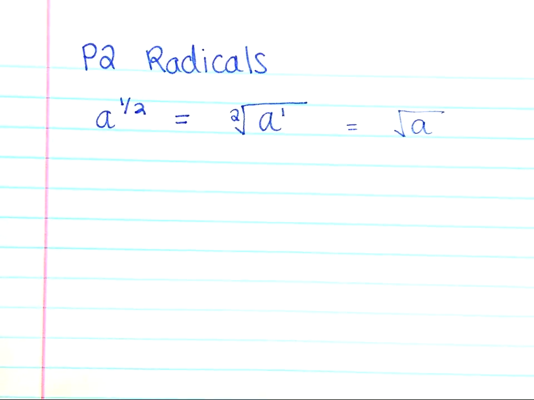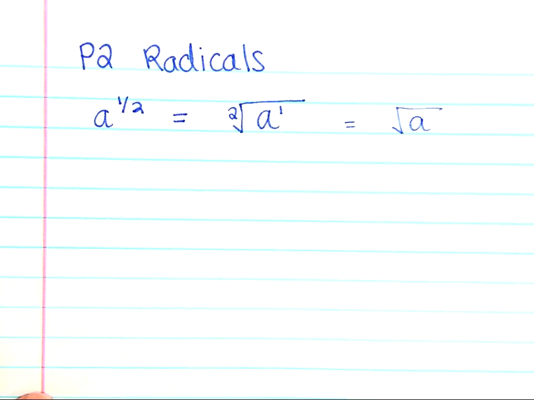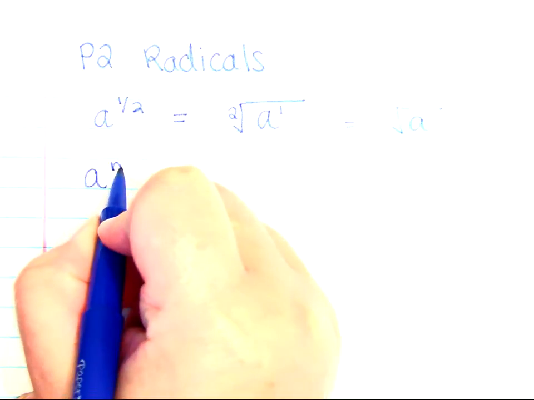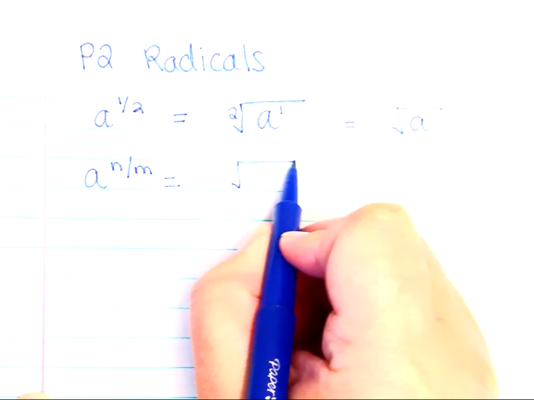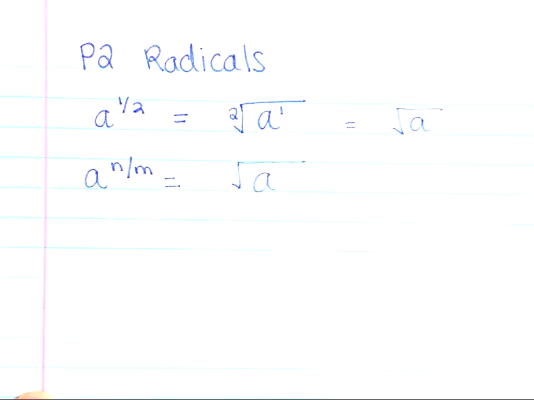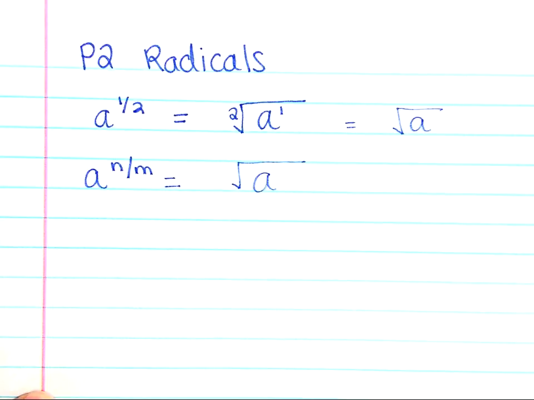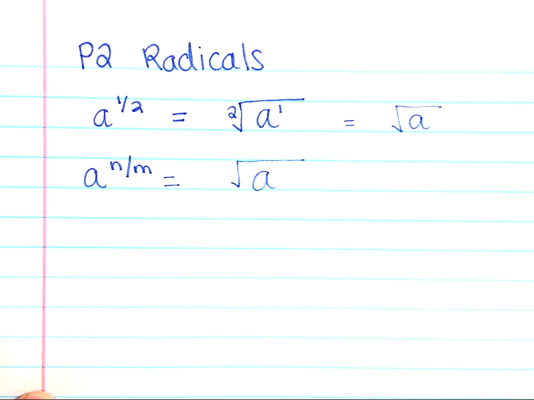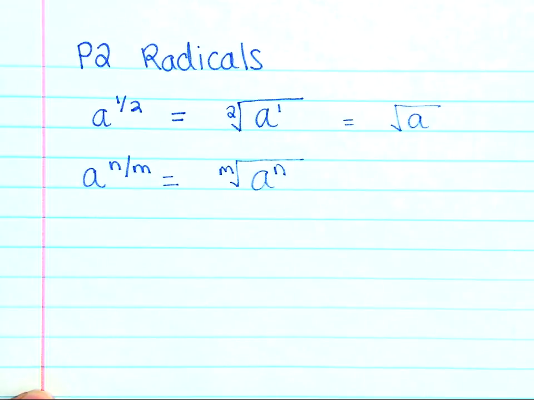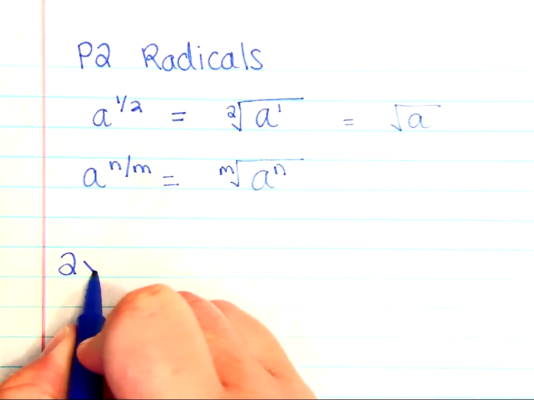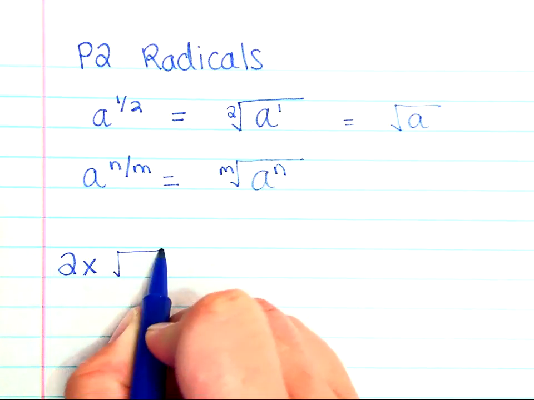Okay. Now, some more general formulas. So if we have a to the n over m, how do we rewrite that in radical form? So again, we're going to have our radical. A is underneath the radical, and it's a matter of remembering where n and m go. N is still your exponent, and m would be on the outside. So if you are asked to change something from radical to exponential form, or vice versa, you should be able to do that.